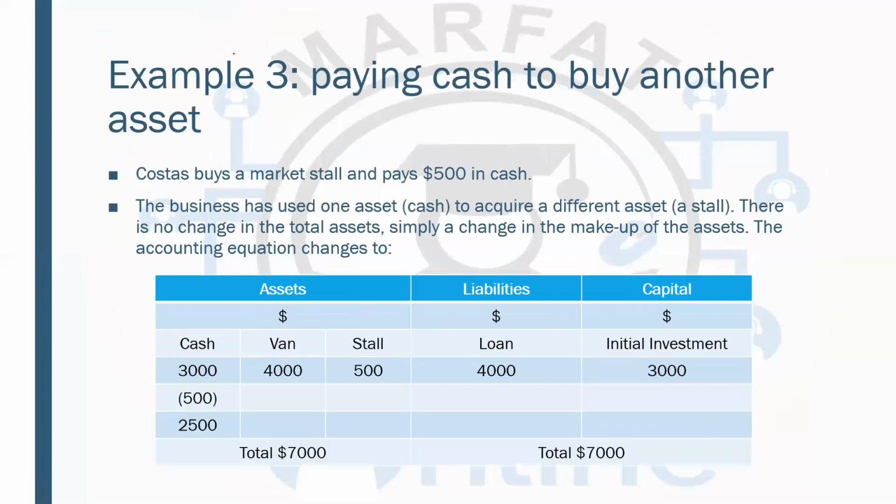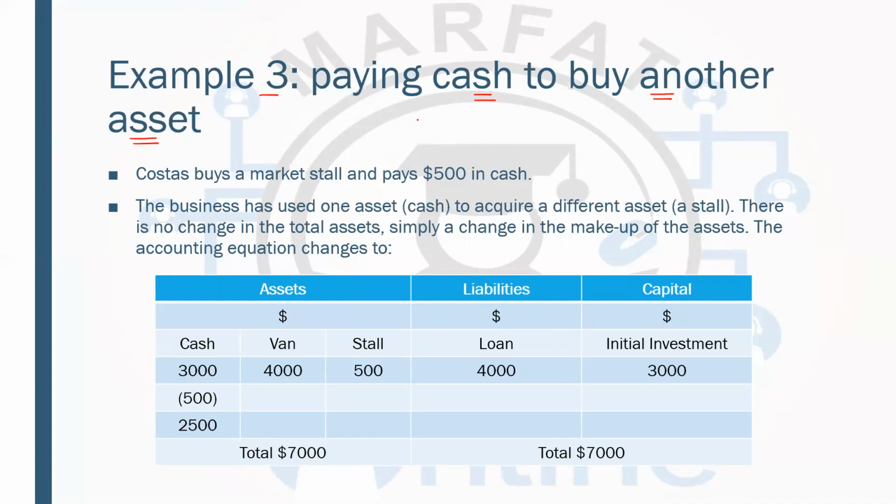Now we are moving towards the next equation. Example number 3, paying cash to buy another asset. It is clear from the name itself that the entity is buying an asset and they are paying the cash which they already have.